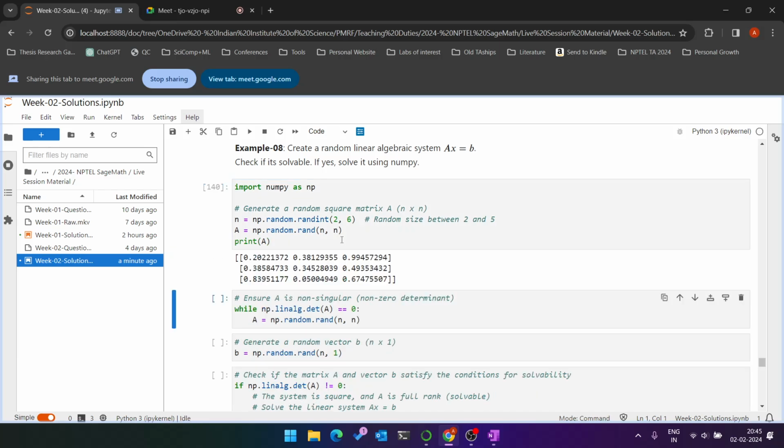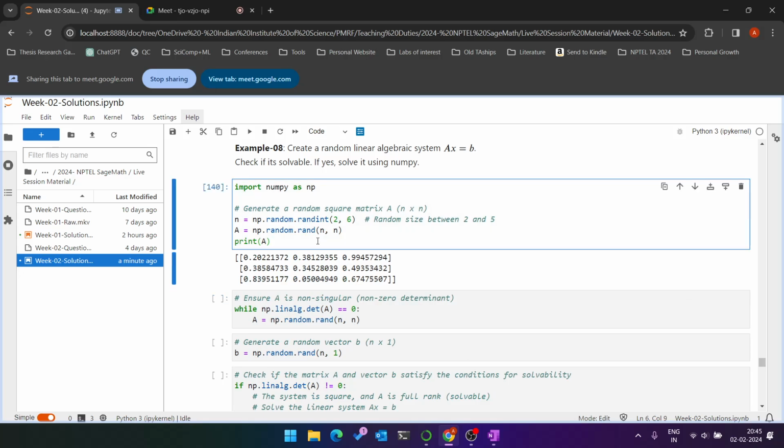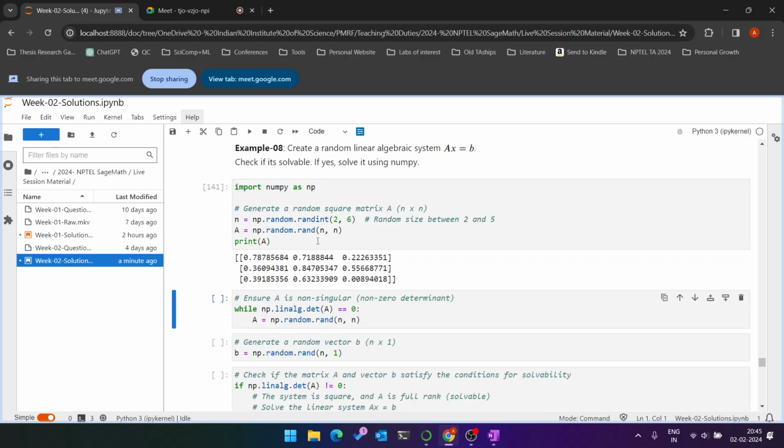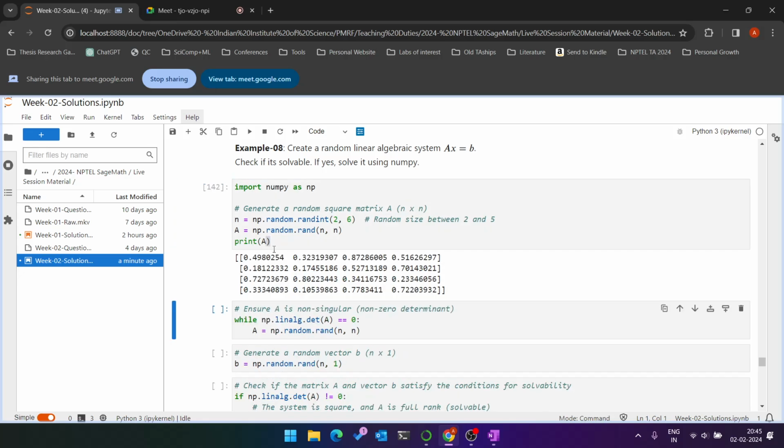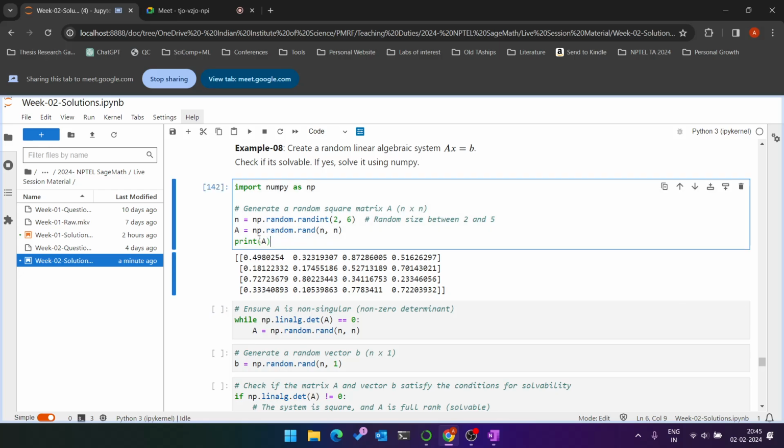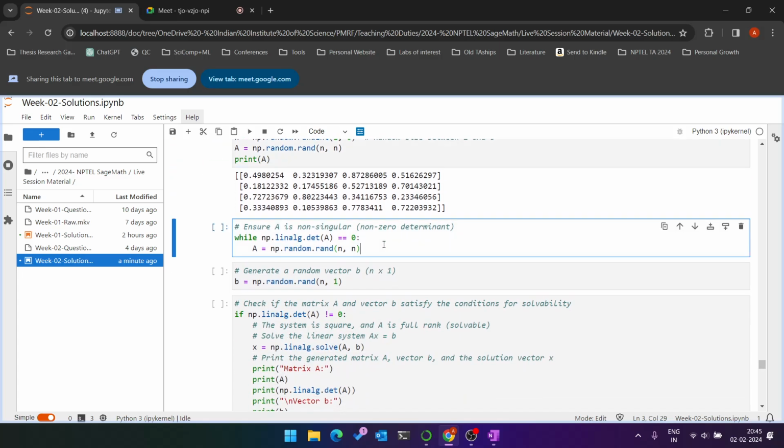If I run this, suppose I run this again. So the size of A is not fixed, as well as the inputs of A are not fixed. Only thing that is fixed is that A is a square matrix. We want to check if A is non-singular.